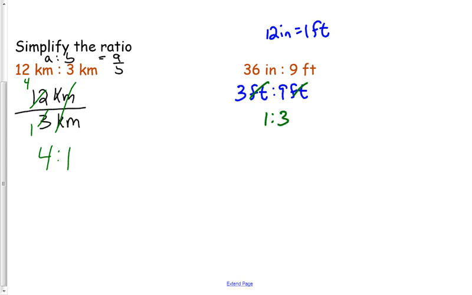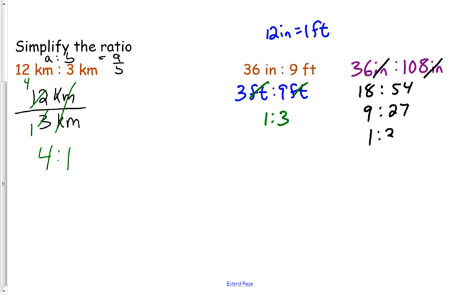I could have also converted to inches and had 36 inches to 108 inches. Inches would cancel. These are both even. I get 18 to 54, 9 to 27, and eventually I get down to 1 to 3. So as we can see, it doesn't matter which unit you break it down to. Sometimes it's easier to convert to one unit than the other, but as long as you convert to the same unit, you will get the same answer.